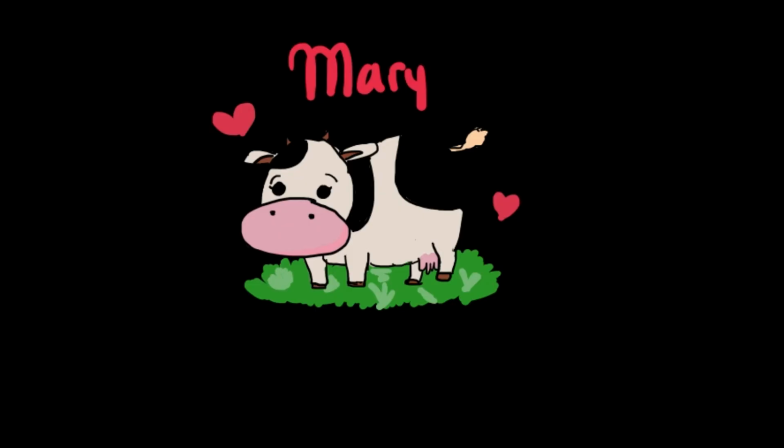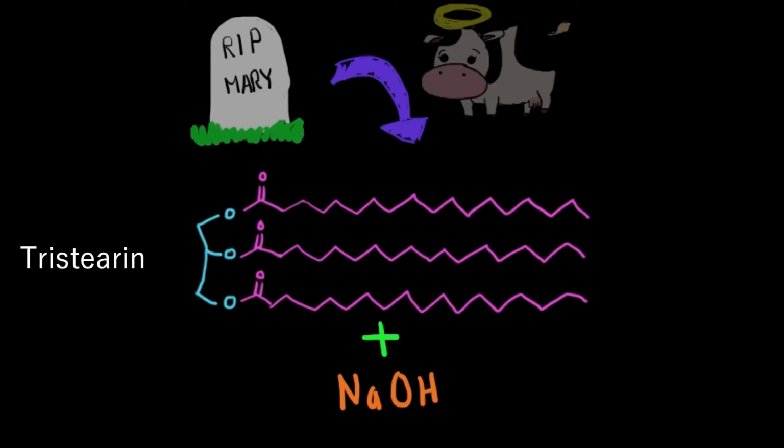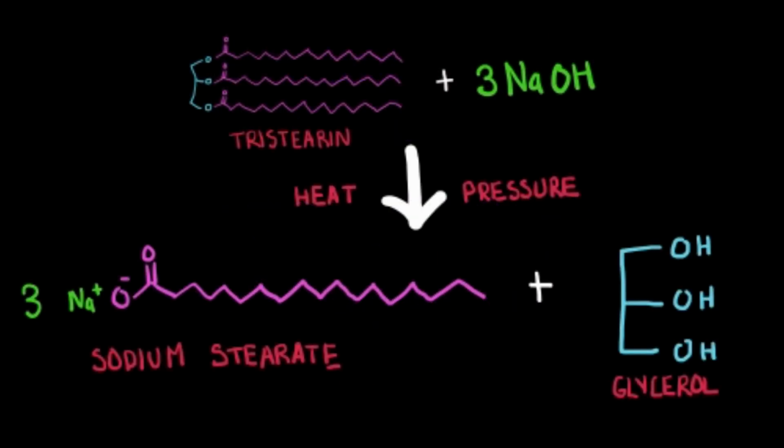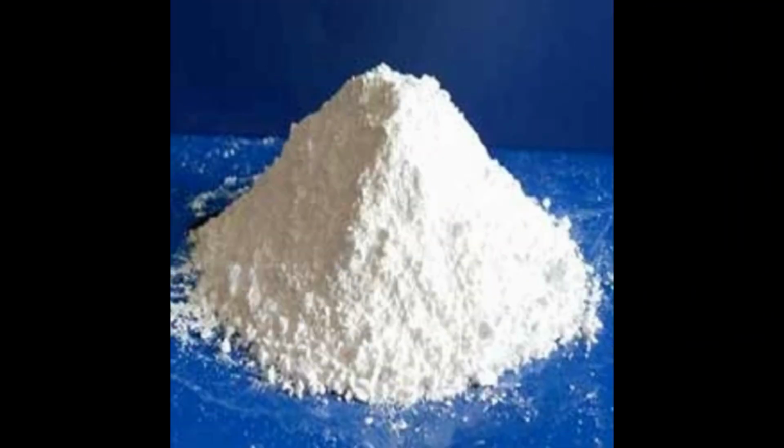So, how is soap synthesized for mass production? Generally, the source comes from cow. Tristearin, the triglyceride of stearic acid, is obtained from cow fat. It is treated with sodium hydroxide under high heat to get sodium stearate, as shown in this reaction. Sodium stearate is a white powder.